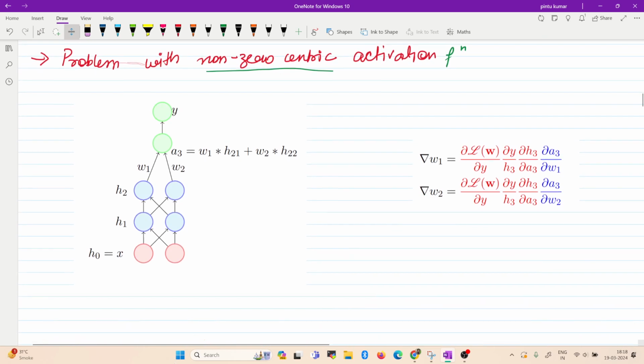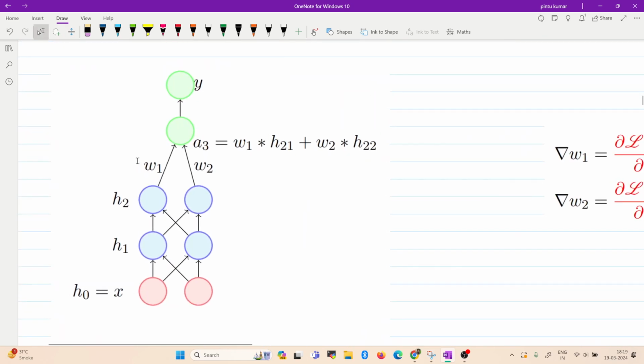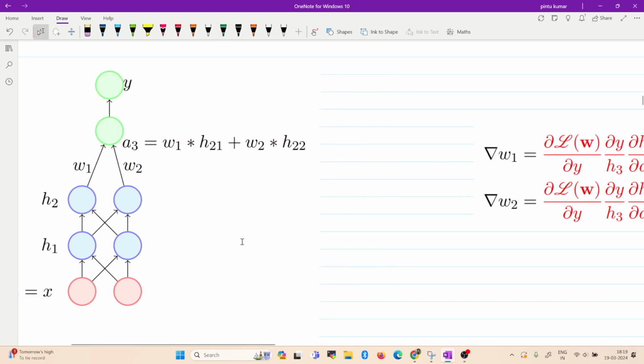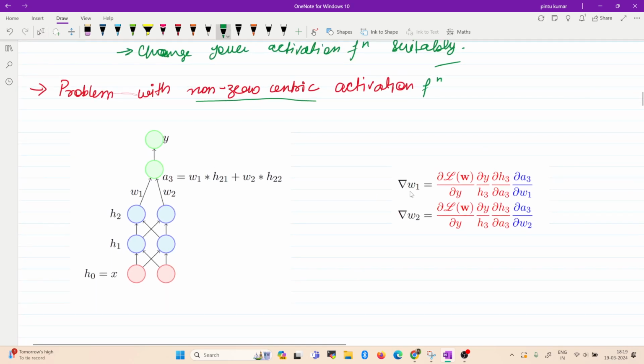Okay. So I'll try to explain what it is. Let's say, look at this particular graph. This is a very simple neural network, and you want to calculate the gradient of your loss function with respect to W1. So this is just the gradient of L with respect to W1.